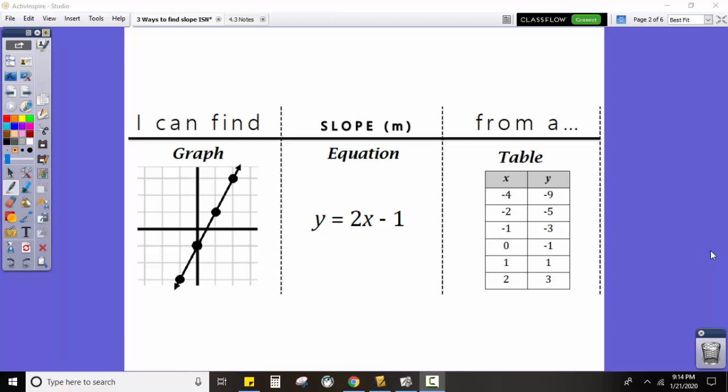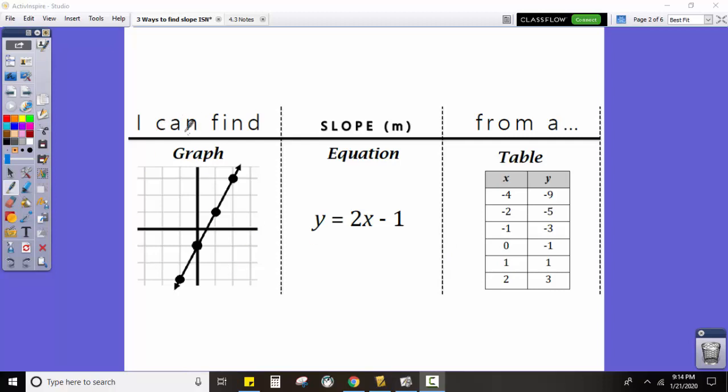Okay, in this foldable, we're going to solidify our understanding about how we can find slope in a graph, an equation, and on a table. We've definitely looked at all three ways, but we want to make sure that we are able to clearly understand how to find the slope in those three different forms. So if you don't have your foldable cut on the dashed line, go ahead and cut right now, and then when you're ready, push play.